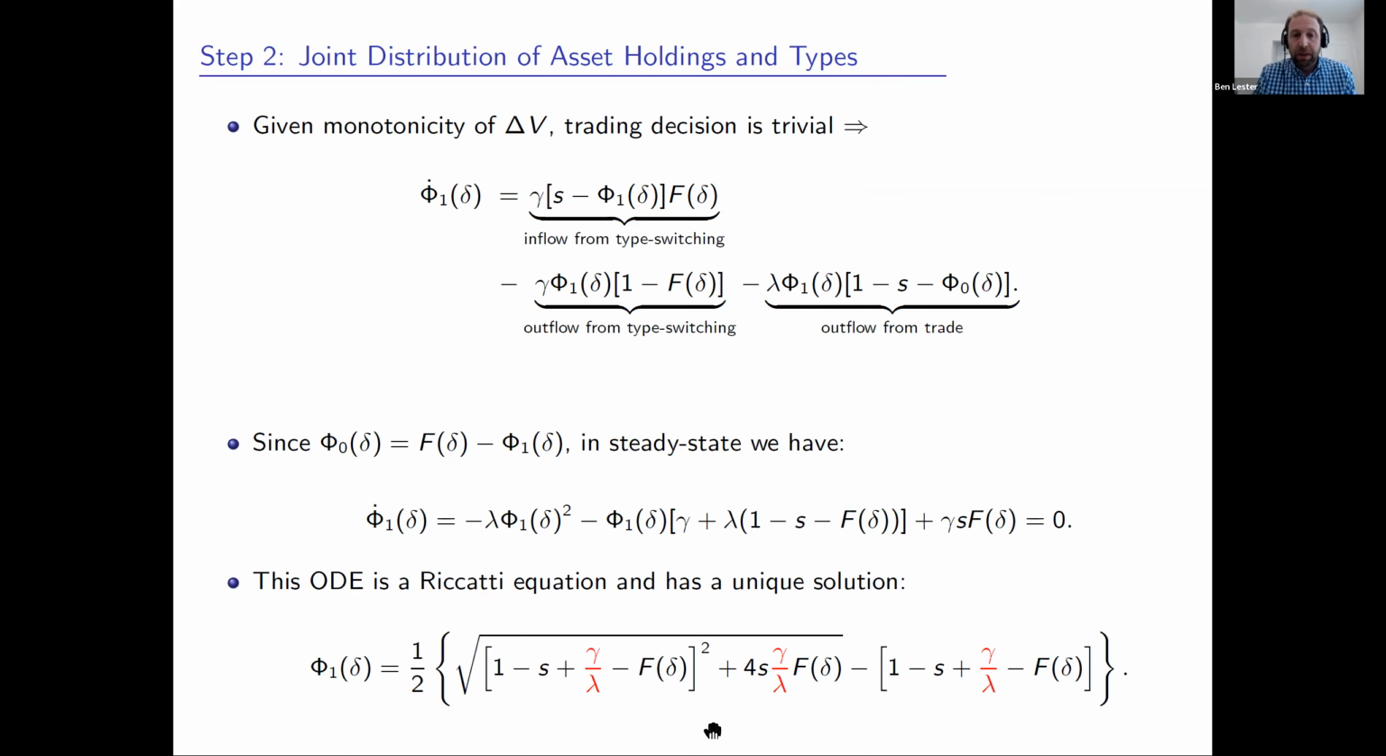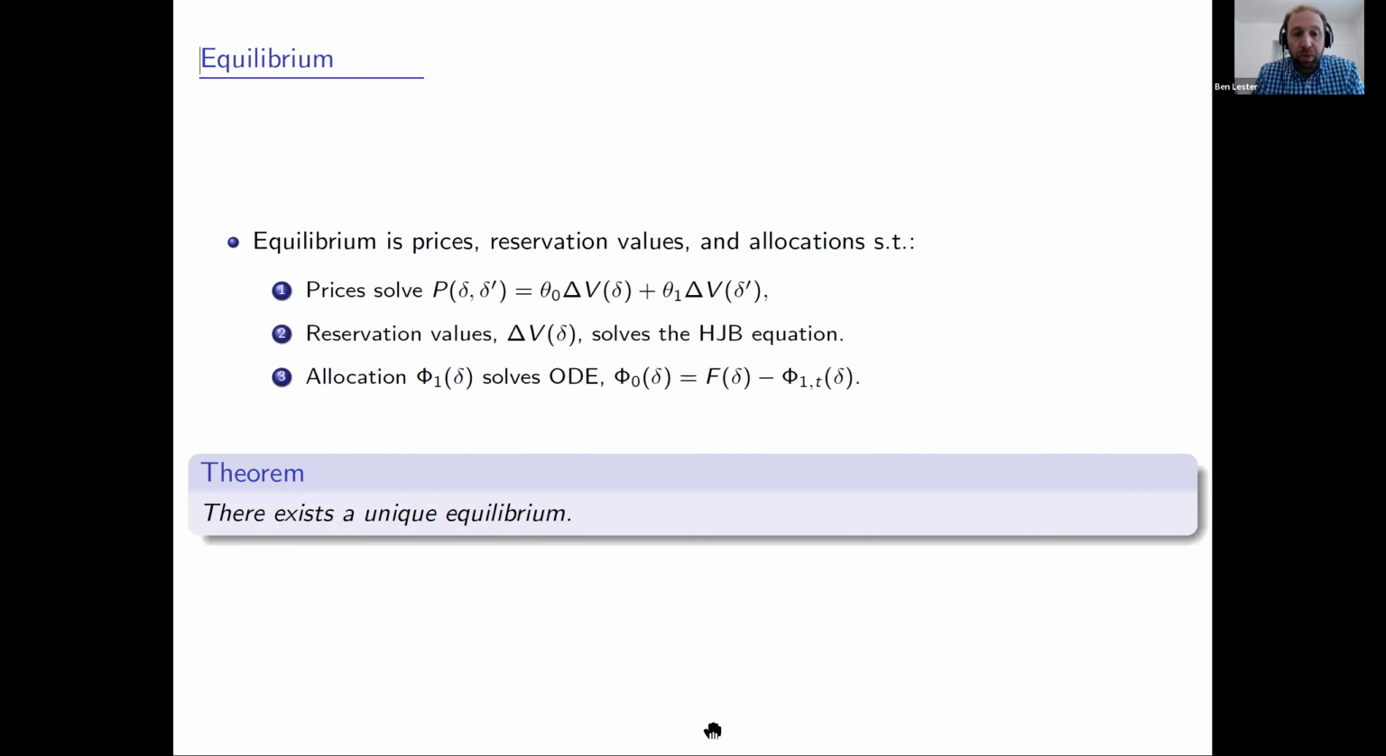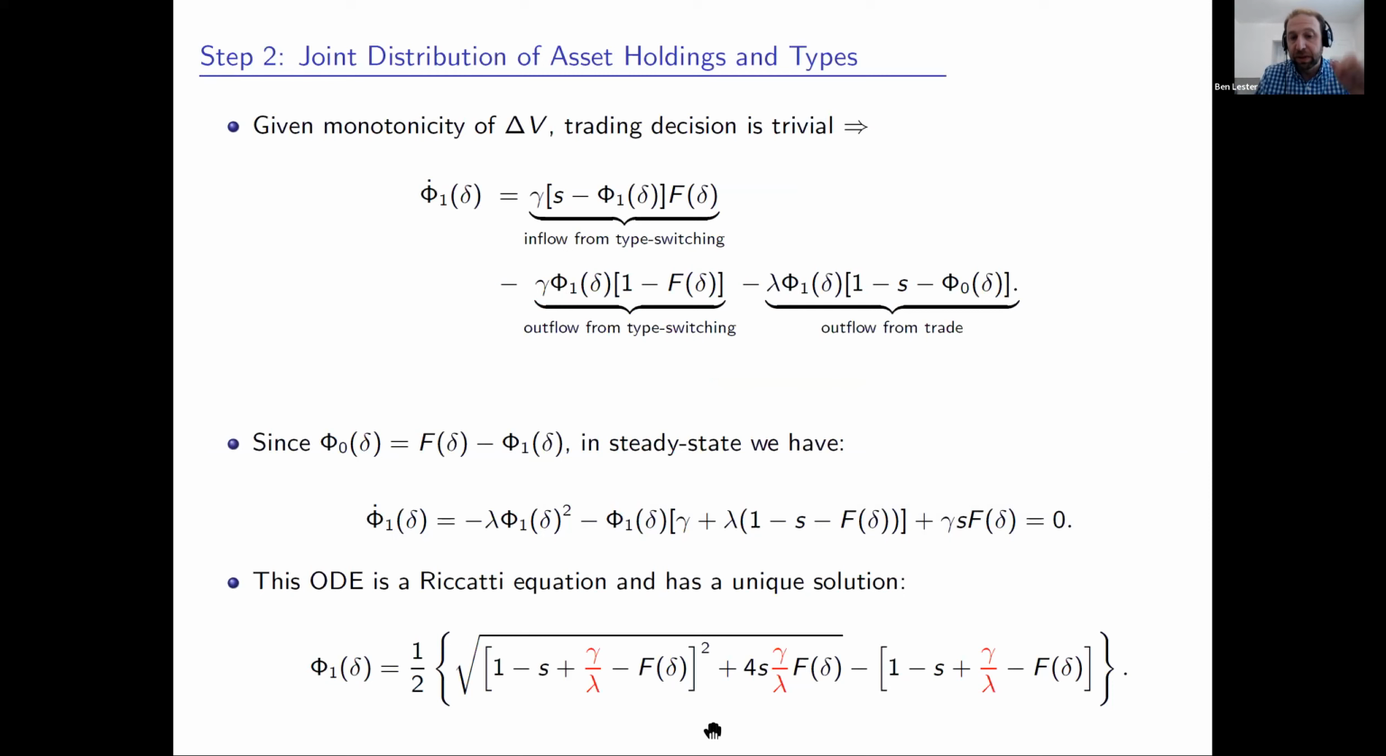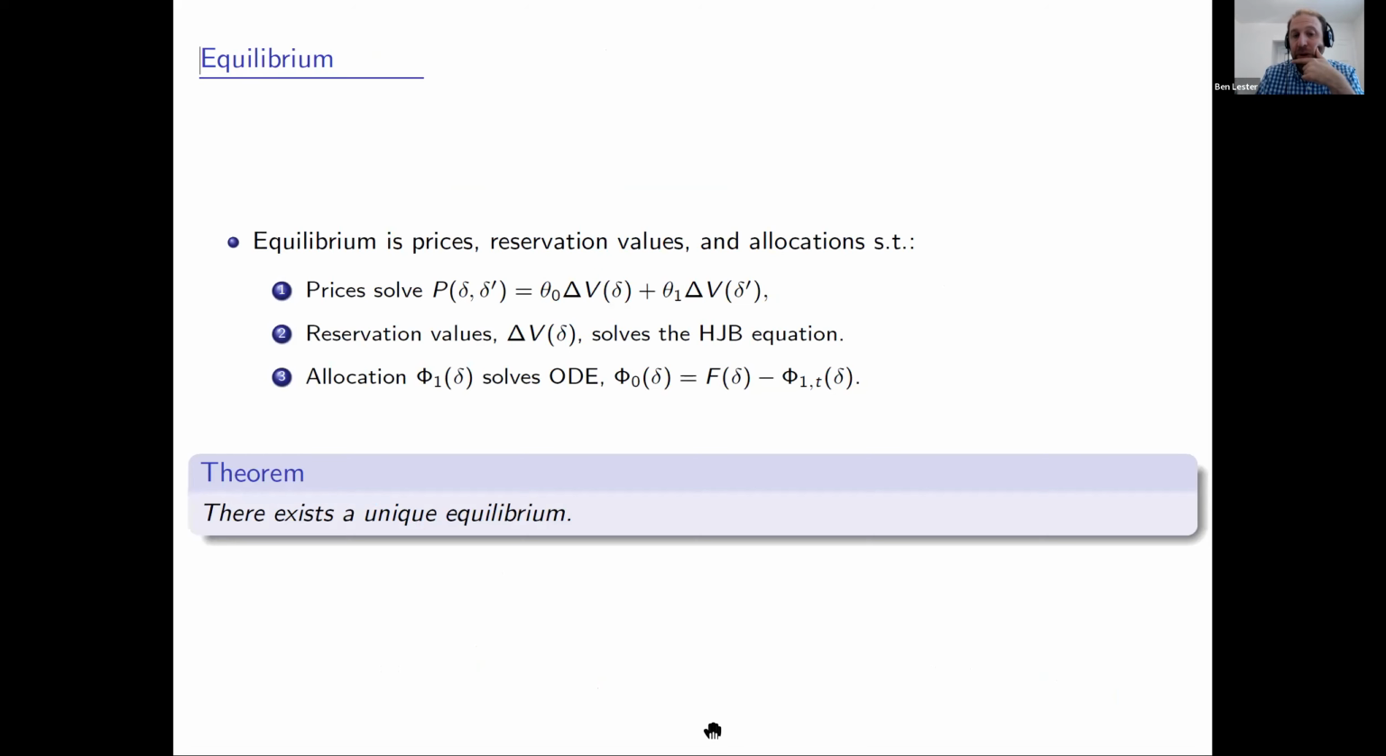Okay, so we've basically done all the hard work now. So what's an equilibrium? An equilibrium is prices that solve the Nash bargaining solution, easy. Reservation values that solve the HJB equation. I actually showed you we have a closed form expression for that, and a distribution that solves this equation right here. Since we proved that these properties are true in every equilibrium, and we know there's a unique distribution, and we know there's a unique reservation value, the equilibrium is unique.